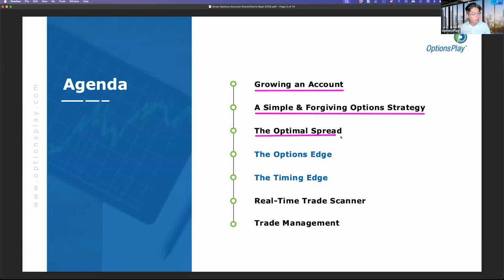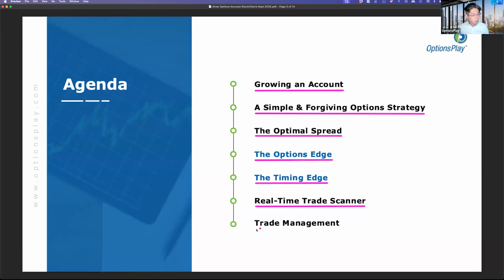We're going to talk about the optimal spread, meaning what is the optimal way to use this specific strategy. And we'll talk a little bit about how you can gain an edge from an options trading perspective, how you can gain an edge from a timing perspective, and then how you can combine those two together and find the best possible opportunities in the market at any one time using our real-time trade scanner that's available to you at stockcharts.com through the OptionsPlay add-on.